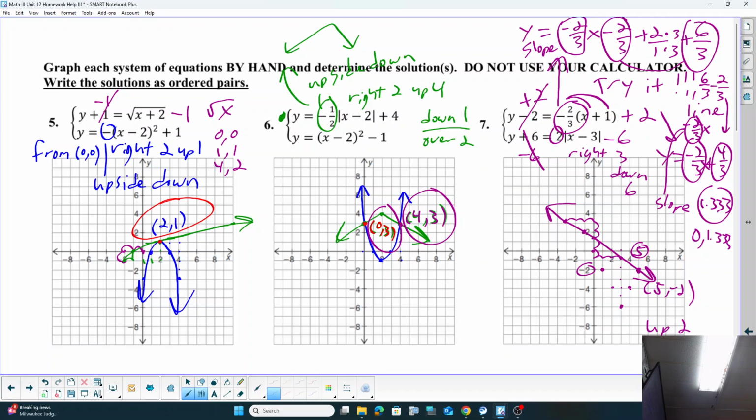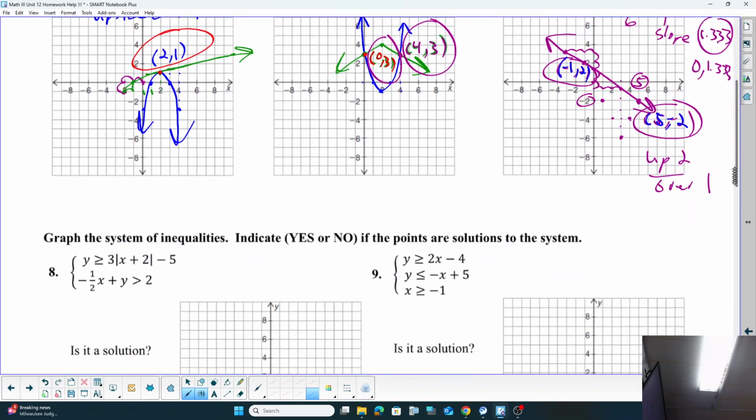I think that's the other intersection at negative 1, 2. I hope so. I think so. Let's go with it because that's super nice if it is. So negative 1, 2, and 5, negative 2. Cool. Okay, well, how do you do the inequalities thing then?